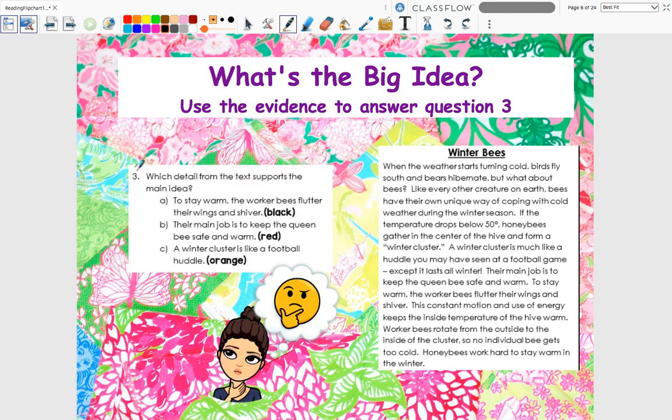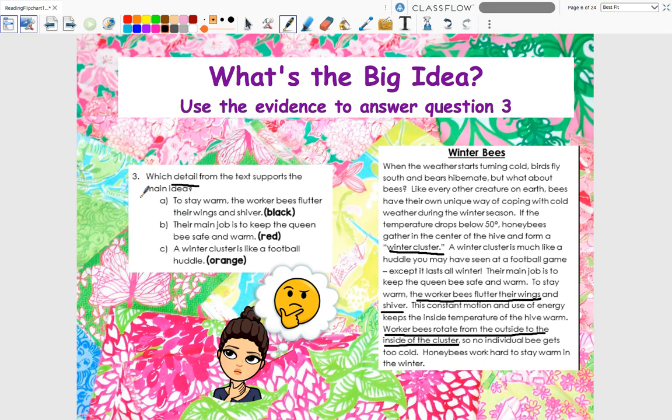Now notice here in my question, I'm not looking for the main idea. I'm looking for a detail. Do you remember those details? We talked about how they form a winter cluster. We talked about how the workers will flutter their wings and shiver. And we also talked about how the worker bees will rotate from the outside to the inside of that cluster. So we have 3 separate details. Let's find one of those details in our answer choices.